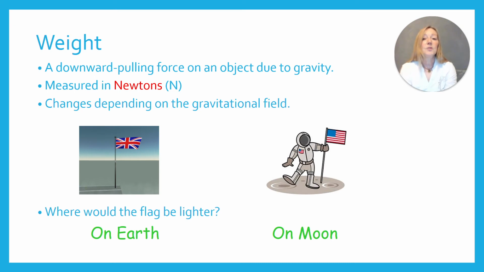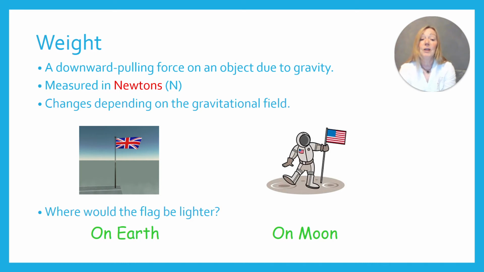Weight is actually a force, and it's the force on an object due to gravity. And it's measured in newtons, as all forces are measured in newtons. And it changes depending on the gravitational field. Now here on Earth, we take the gravitational field strength to be 10 newtons per kilogram. But on the moon, that gravitational field strength is a lot weaker. So have a little pause and think about, where would the flag be lighter, on the moon or on the Earth?